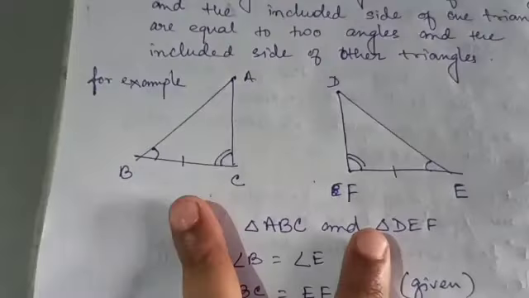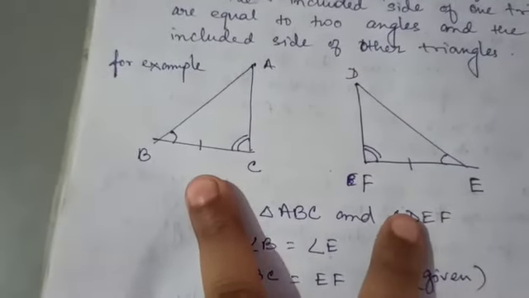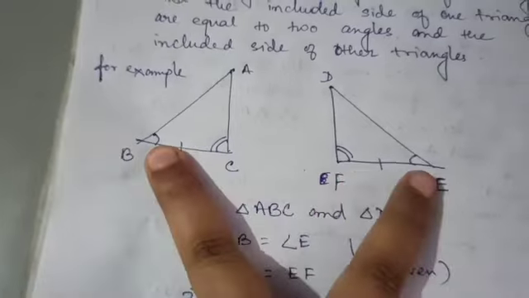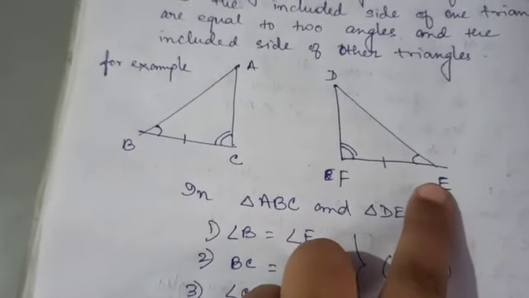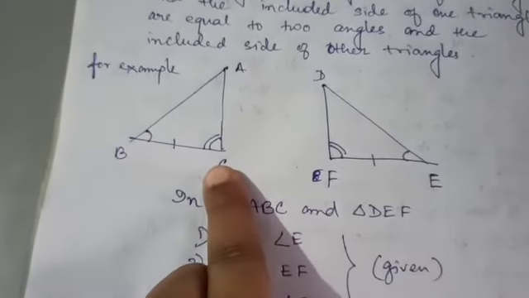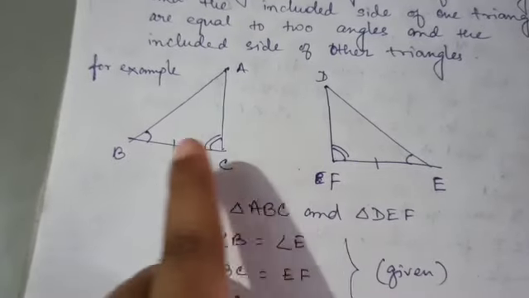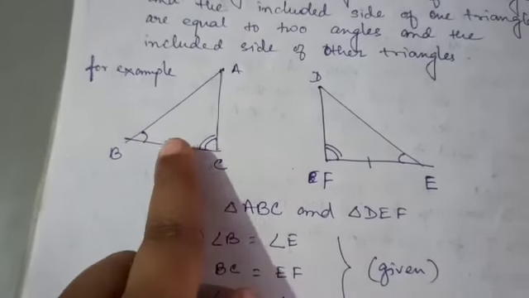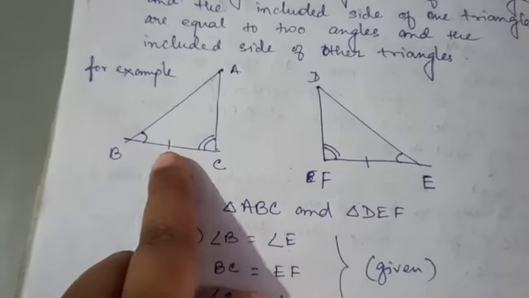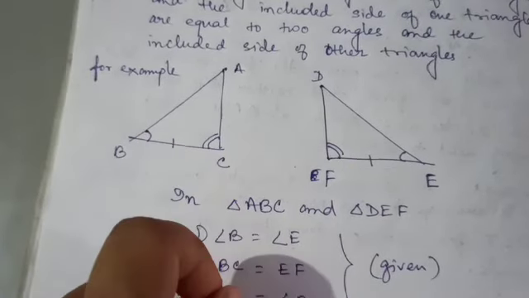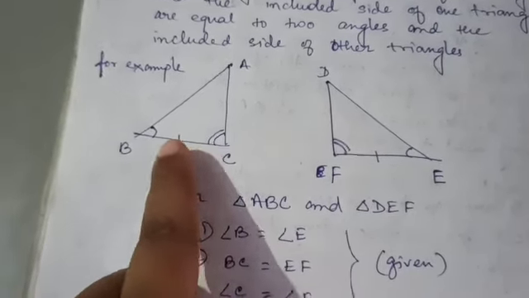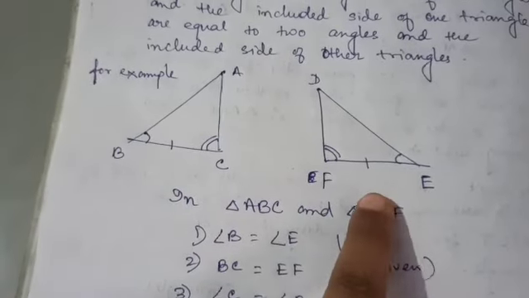So you have two different triangles. In these two different triangles, the angles are equal. Here angle B is equal to angle E and angle C is equal to angle F. So between the two angles, the included side, that means the side that is included inside the two angles, is equal. So BC is equal to EF.